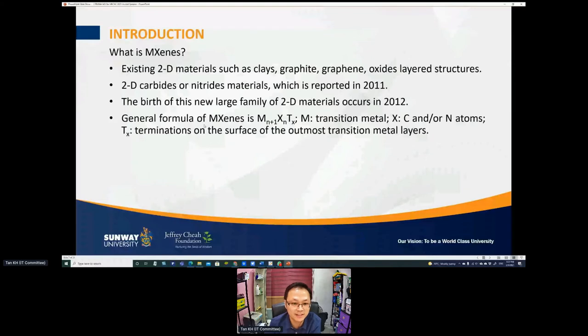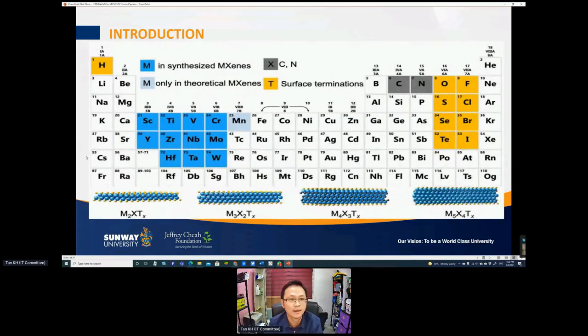The general formula for MXene is M(n+1)X(n)T(x). The M basically refers to the transition metals. There is a variety of choices in the periodic table which we can use to produce an MXene, but basically they are transition metals. Then followed by the X, which is the carbon or nitrogen atom. And the Tx stands for the terminations on the surface of the transition metals, the M that I mentioned just now. All right, so this is the introduction.